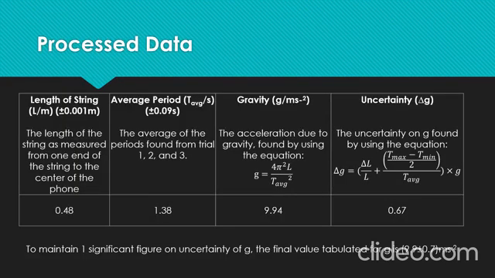The length of the string and half the phone is 0.48 meters and was measured using a ruler which has an uncertainty of 1 millimeter. The average period was found by taking the average of all the values for period found in trial 1, 2, and 3, excluding the outliers. The acceleration due to gravity was found to be 9.9 plus or minus 0.7 meters per second squared, taking into consideration the sig figs on the uncertainty.